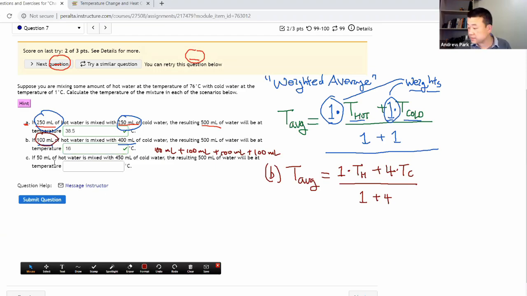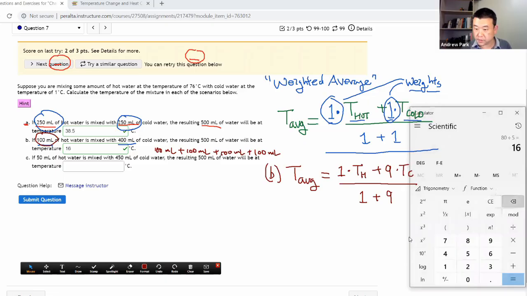So part C, it's the same idea. Let me just replace some numbers here. I see that 450 is 9 times 50. So for every 1 part hot water, now we have 9 parts cold water. So let me modify the denominator here, because the weights are now 1 and 9. So I should be adding 1 and 9 for the thing I'm going to be dividing by. All right, same numbers to plug in.